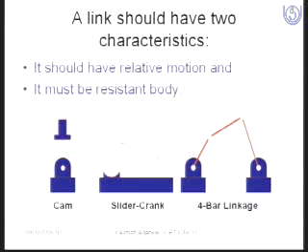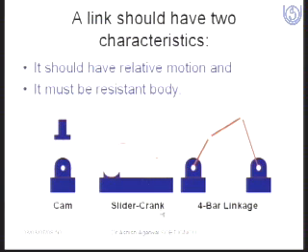Now a link, if you see the slide, should have two characteristics. First, it should have relative motion, and it must be a resistant body. Suppose we take the example of a cam. The cam has links 1, 2 and 3. So this motion is translated, or there is a relative motion between the follower, the cam and this body, but there is no deformation in the follower or in the cam. So it is a link.